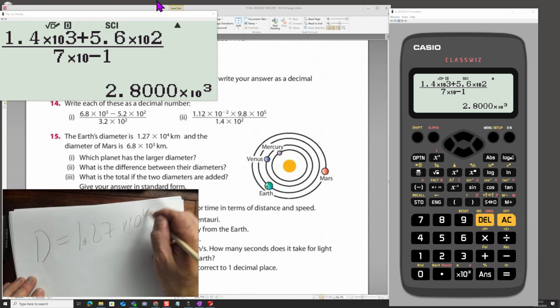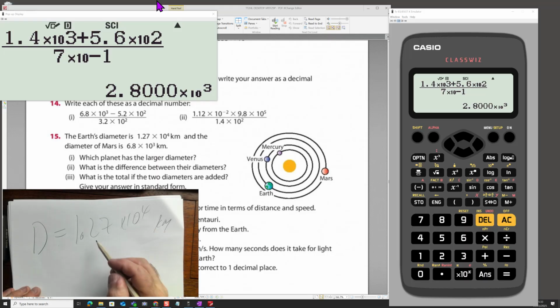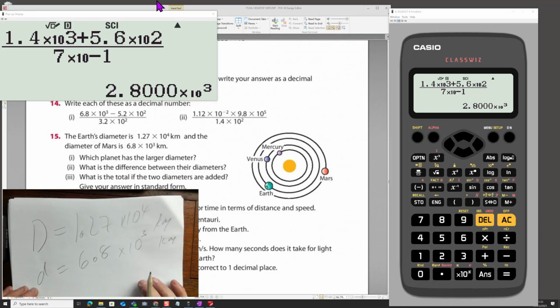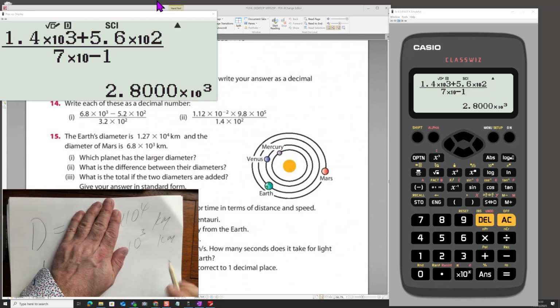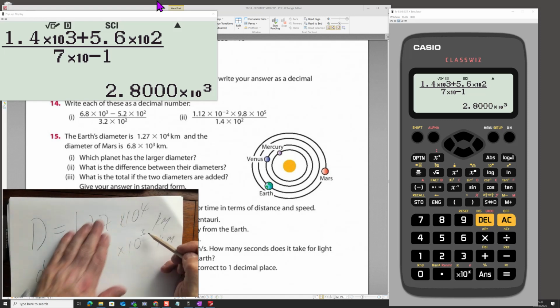1.27 by 10 to the 4 kilometers. And that would be 10 to the 7 meters. And let's go little d for Mars equals 6.8. So this is bigger, but this is smaller. Okay, kilometers. And which planet has the larger diameter? So for that, you can cover this up and just look at the larger power. Okay, so clearly the Earth has a larger power.